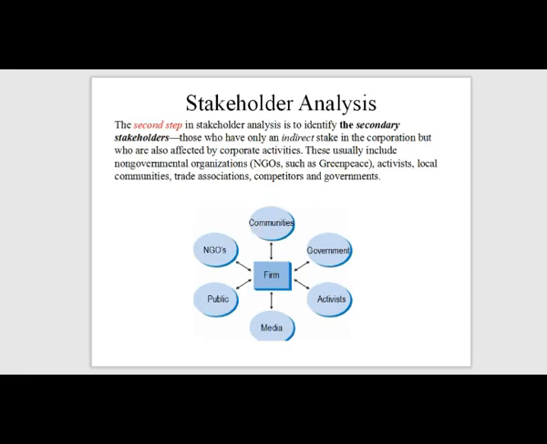The second step in the stakeholder analysis is to identify the secondary stakeholders, those who have only an indirect stake or interest in the corporation but who are also affected by the corporation's activities. These usually include non-governmental organizations, NGOs such as Greenpeace, activists, local communities, trade associations, competitors, and governments. People or groups who, although they do not engage in direct economic exchange with the firm, are affected by or can be affected by its actions, are the secondary stakeholders.